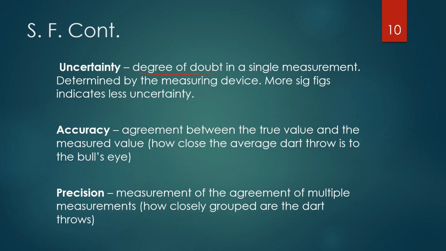For precision, it's not necessarily how close you are to the answer or how close you are to the target. It's more how reproducible are your measurements? How reproducible is your throw? So once again, going back to the dartboard, are you hitting the same spot every time, but it's nowhere near the bullseye? Well, in that case, you are very precise because you are getting the same spot every time, but you are not accurate at all because you did not hit the right answer or get the correct result.